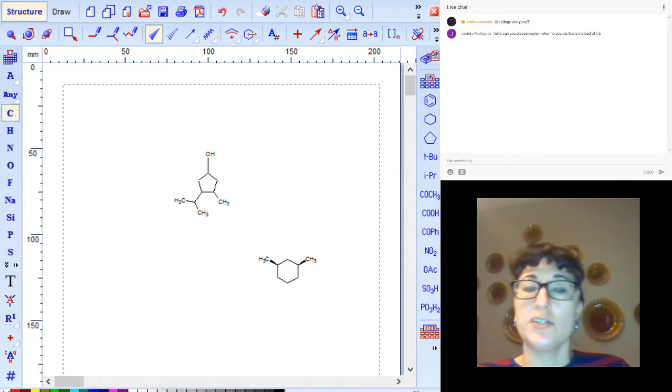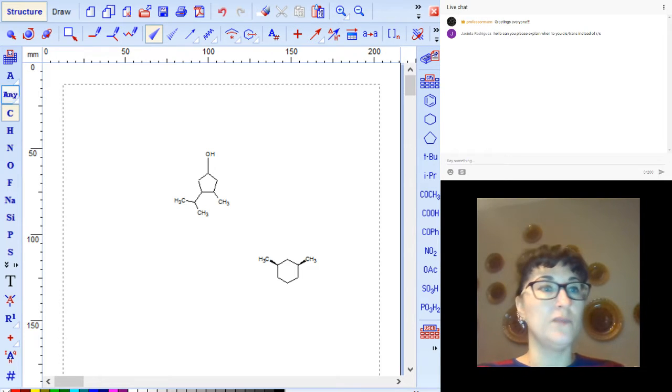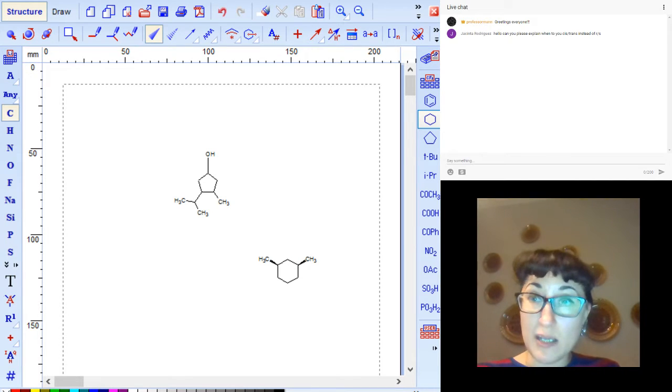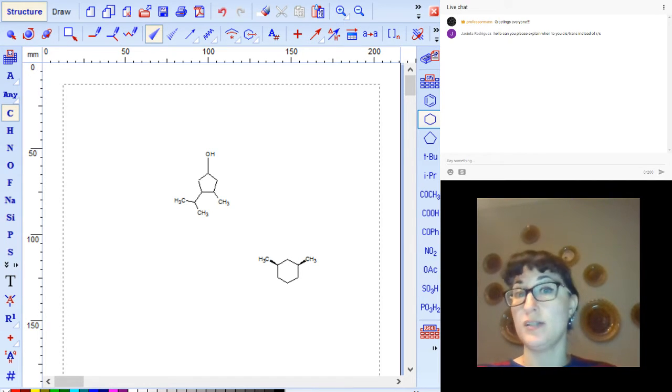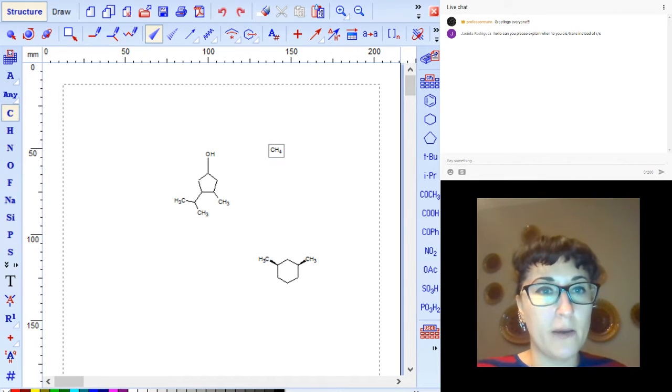So you could also identify groups as R and S if it's on a ring, but for the time being, all I'm asking is that you can look at something and tell whether it's cis or trans. If you have a double bond, let me get the regular bond back.